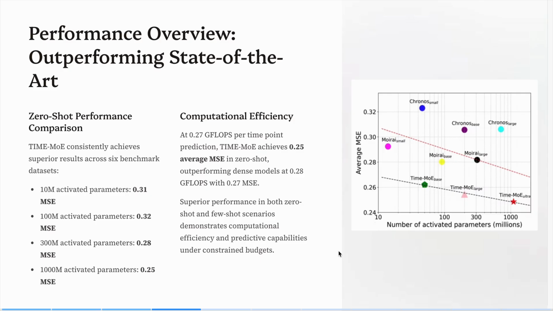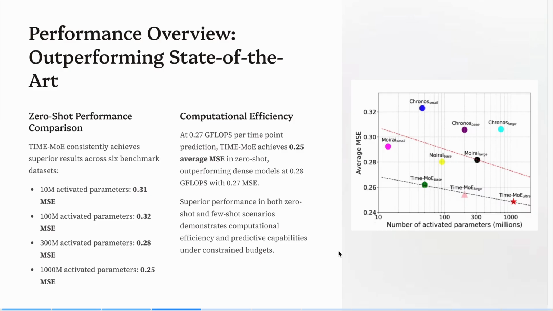We have other highlights on the efficiency of Time-MoE by comparing its few-shot and zero-shot performance against dense variants with similar effective FLOPs per time series token across the same 6 benchmarks. Here, Time-MoE demonstrates better performance in both zero-shot and few-shot scenarios, indicating its computational efficiency and superior predictive capabilities even under constrained computational budget.